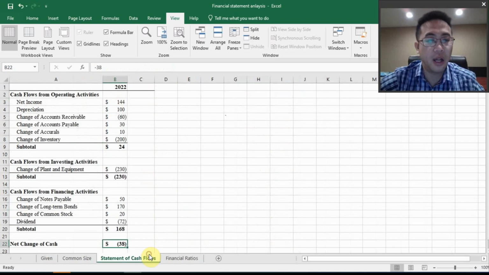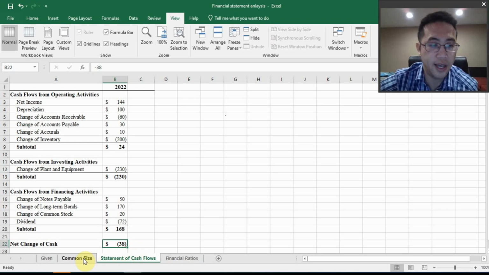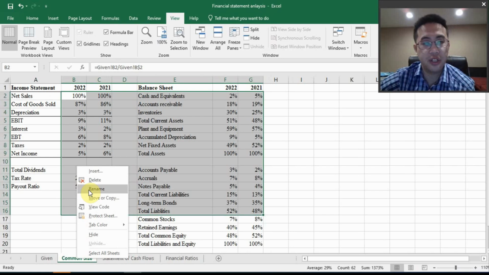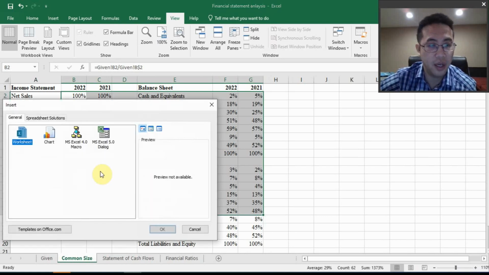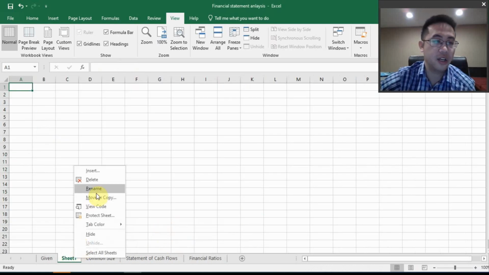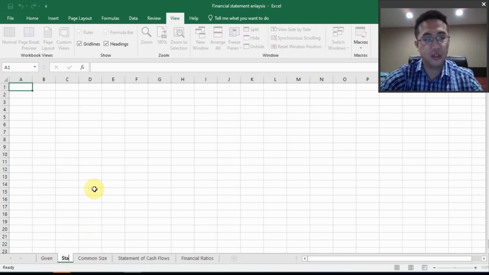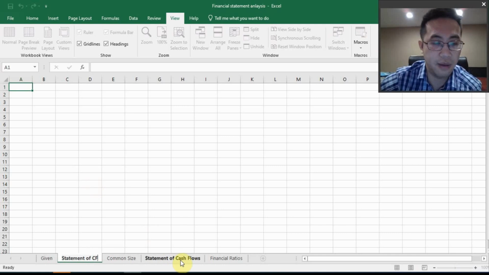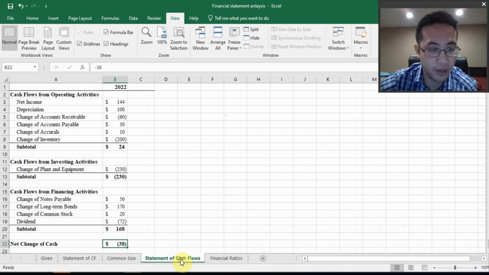All right, so how do I create a statement of cash flows? If you are serious about doing this, you should know that it does not give you this automatic format. So you have to start everything from scratch. So let me just insert another worksheet, all right? And I'll call it statement of cash flows, a little different in terms of name from here.